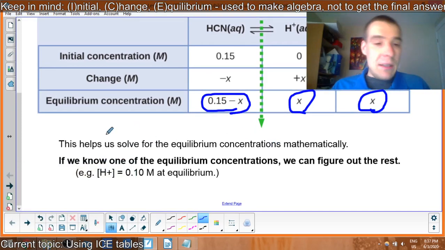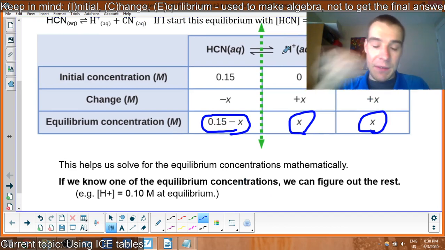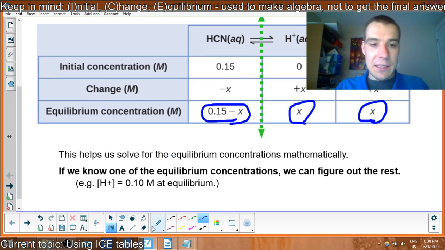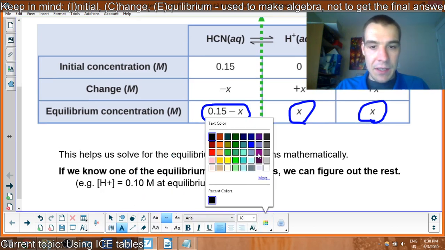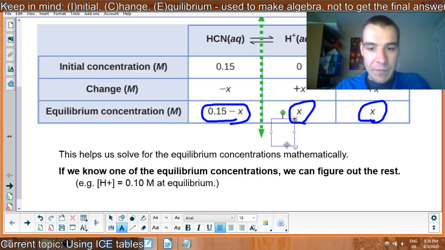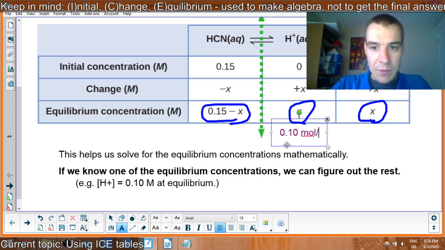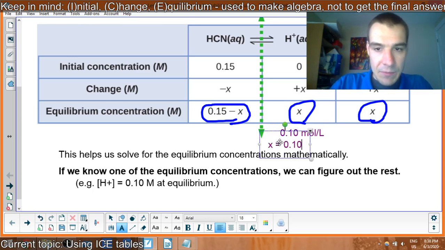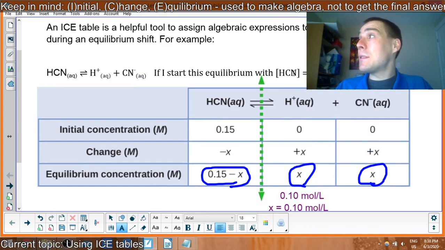One of the easy ways that we could solve this is if we have some kind of test, for example, that can test for the concentration of one of these, maybe this H+. We could do a pH. We could figure out what the acidity is, and that's our H+. Let's say that this gives us an H+ value of 0.10 moles per liter. That tells me that x is equal to 0.10 moles per liter, because I know that at equilibrium my concentration of H+ is x.